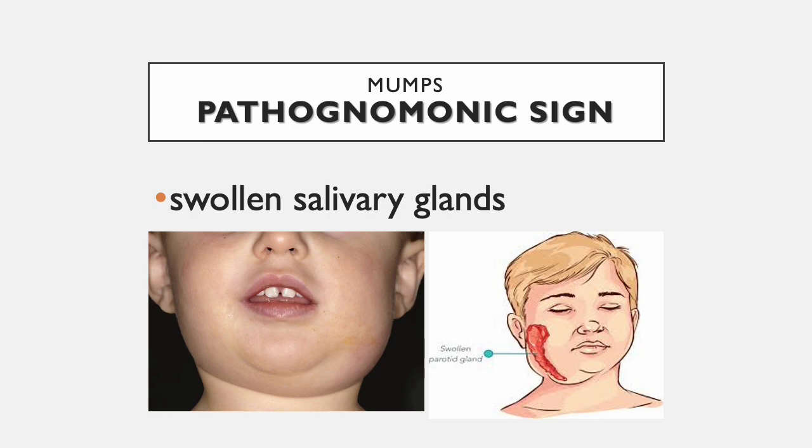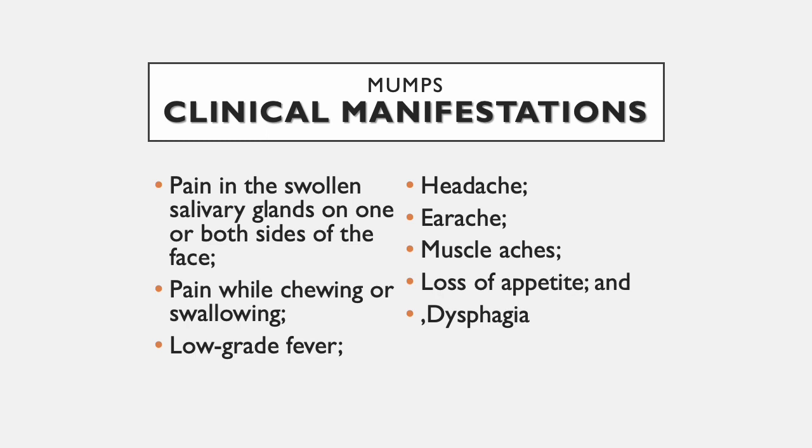So, this is the pathognomonic sign of mumps. As you can see, there is the swollen salivary gland. Okay? Remember, marami tayong salivary gland, no? So, ganyan siya. Inflamed siya. Swollen. Okay? So, of course, clinical manifestations, apart from the swollen salivary glands, there can also be pain while chewing or swallowing, and there will also be low-grade fever. Headache, earache, muscle aches, okay, loss of appetite, dysphagia. So, ayan, all of them can also be manifested by clients with mumps.